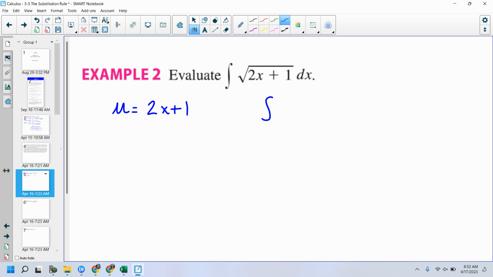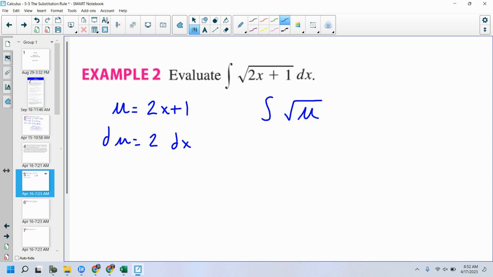Because right now, here's where I'm at. I know that dx is going to have to change to a du. I got to figure out what is equivalent to dx. Okay, let's differentiate. Du is equal to 2 dx, right? The derivative of 2x plus 1 is just 2, so it's 2 dx.